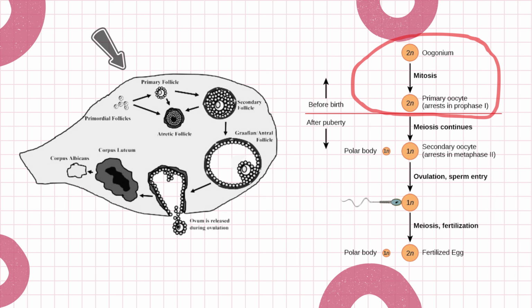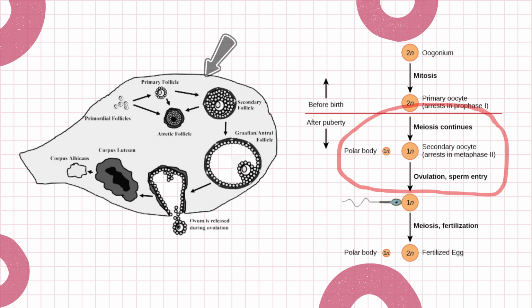Oogenesis begins in the female embryo with the differentiation of oogonia from primordial germ cells. Oogonia undergo meiotic divisions to produce cells that initiate meiosis but become arrested at prophase I before birth. These developmentally arrested cells, known as primary oocytes, are each enclosed within a small structure called a follicle.